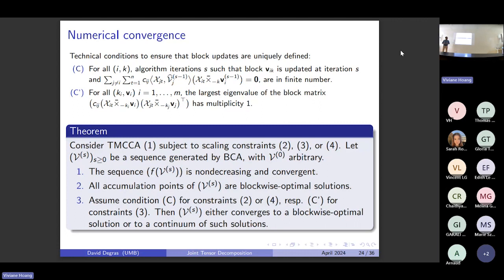So there's always this tension between what we can prove in theory, that there can be some really pathological cases where we're getting just something blockwise optimal, but in practice, a lot of the time, we find a local maximum.